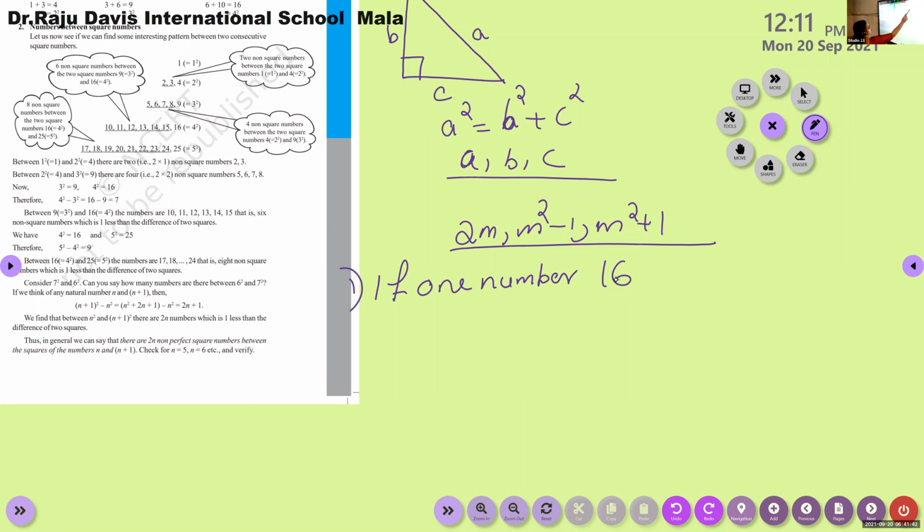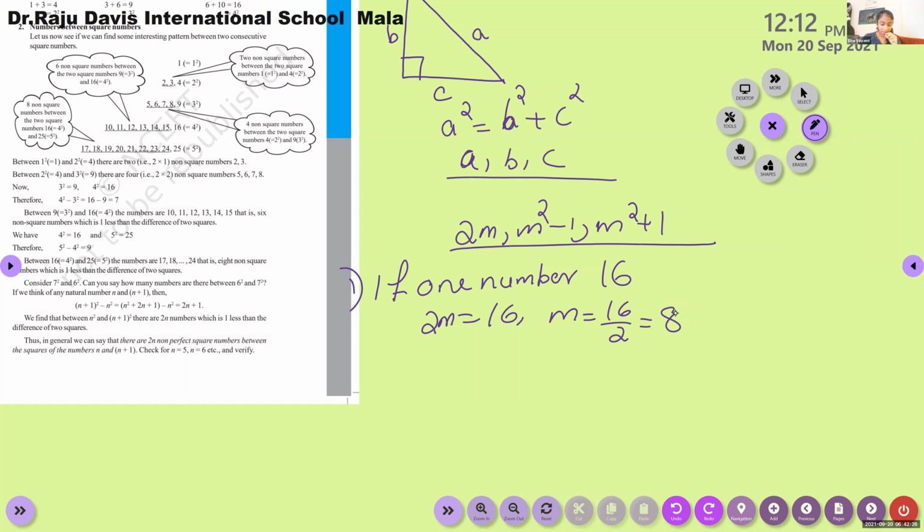So how will we start to get the Pythagorean triplet numbers here? Janal, give the steps. Elsa, what are the steps? 2m is equal to 16. So m is equal to 16 by 2, m is equal to 8.